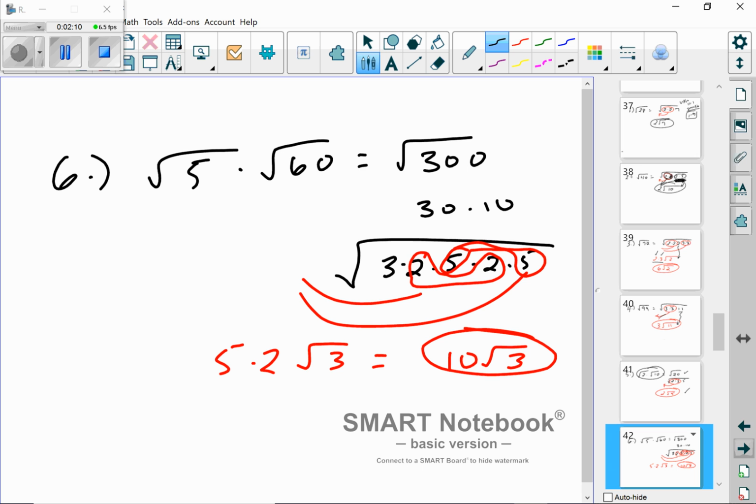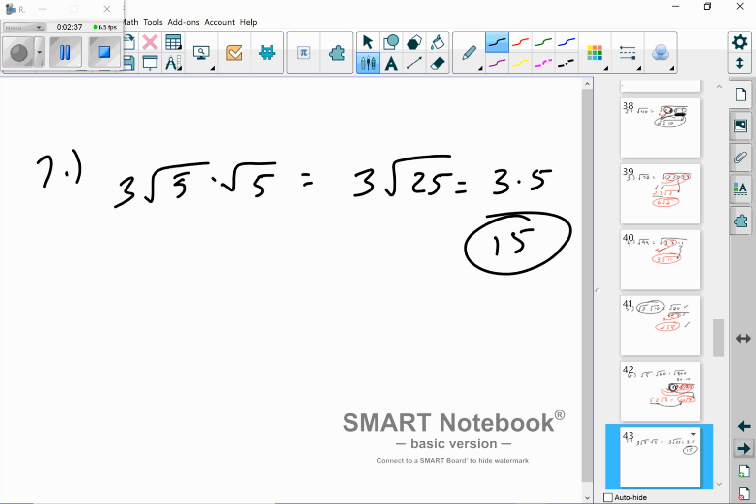Number 6. 5 times square root of 6 times 50, or 300. 300 is 30 times 10. That's 3 times 2 times 5 times 2 times 5. That makes a pair of 2's, a pair of 5's. 5 times 2 out front makes 10. That's where the 10 comes from. And this little bitty 3 that's right here did not have a partner, so it didn't come out, so it stays under the radical sign.